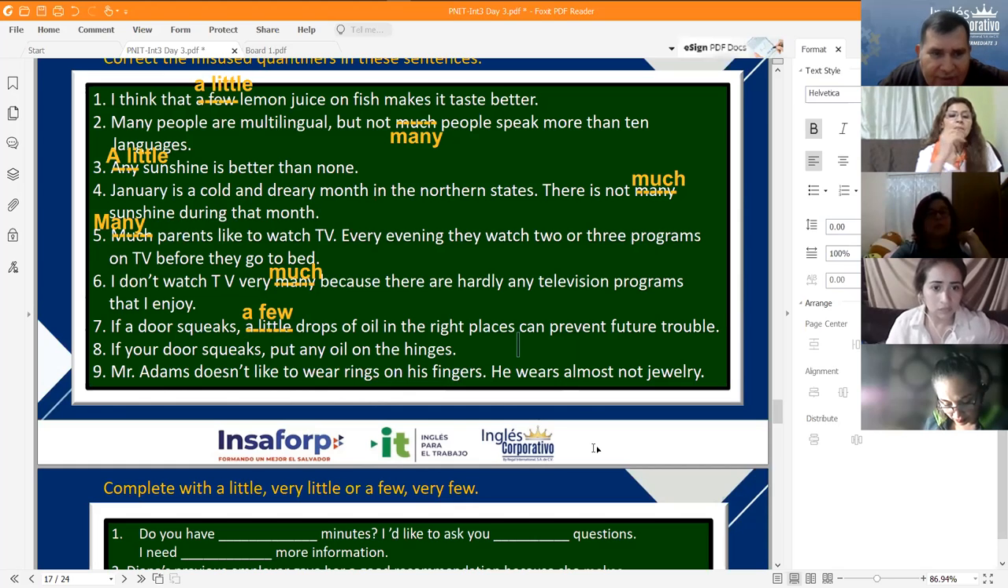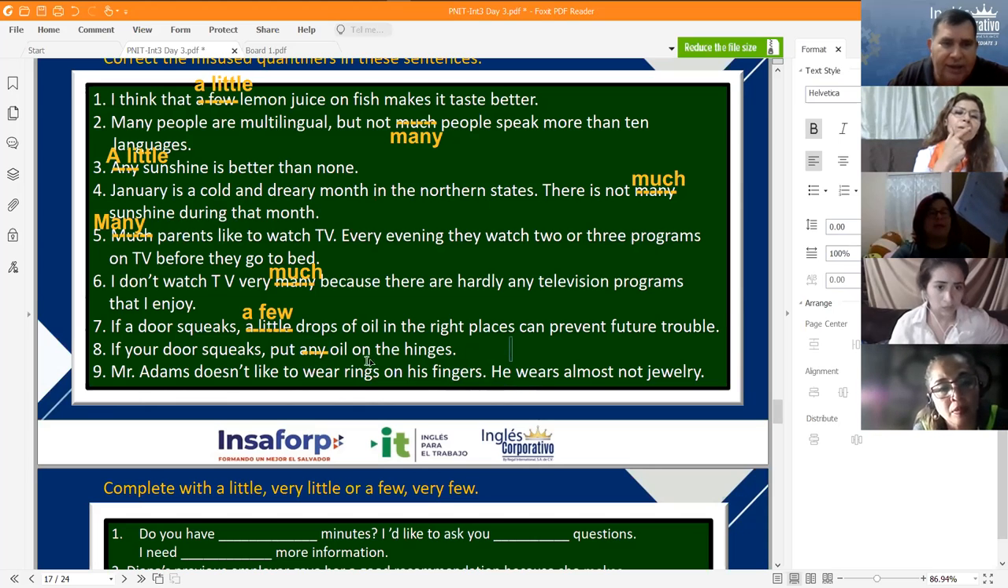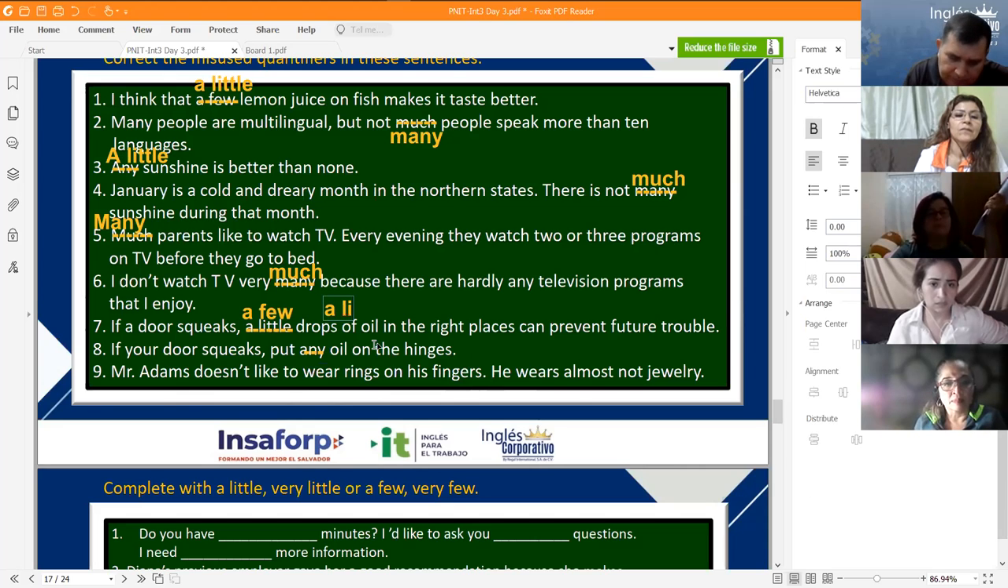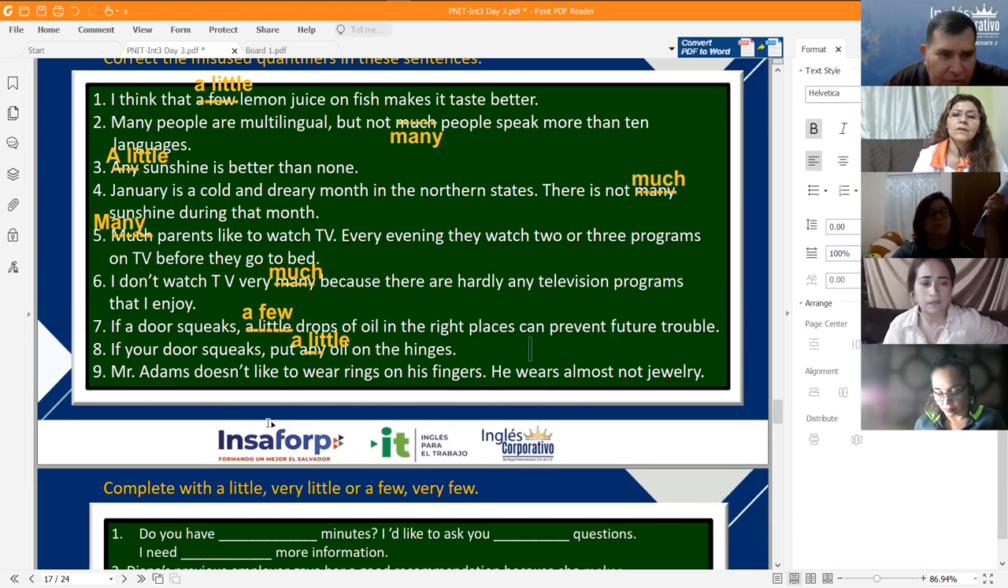If your door squeaks, put any oil on the hinges. Any? A few or some? A little, right? Or some? A little. I'm going to write it here and drop it there. A little here. Okay, a little.